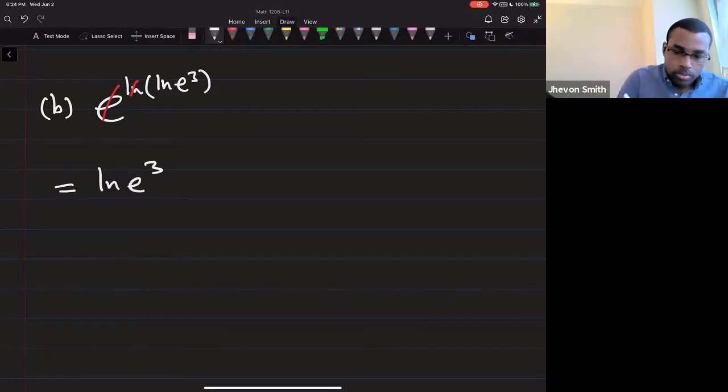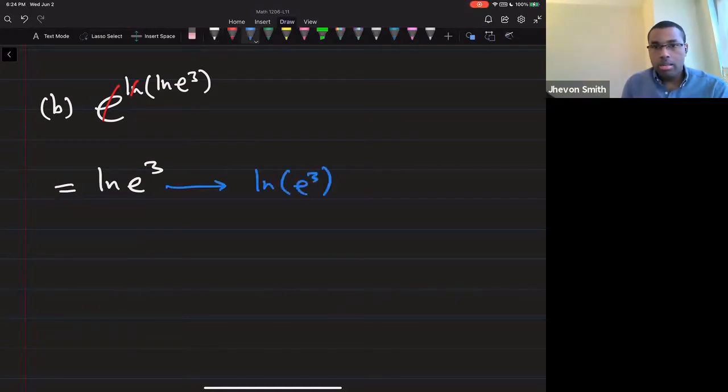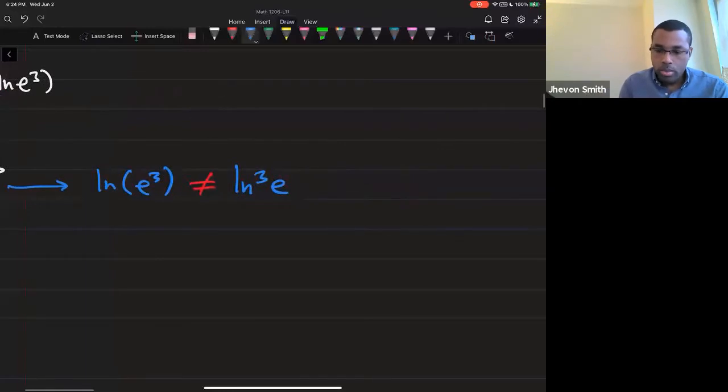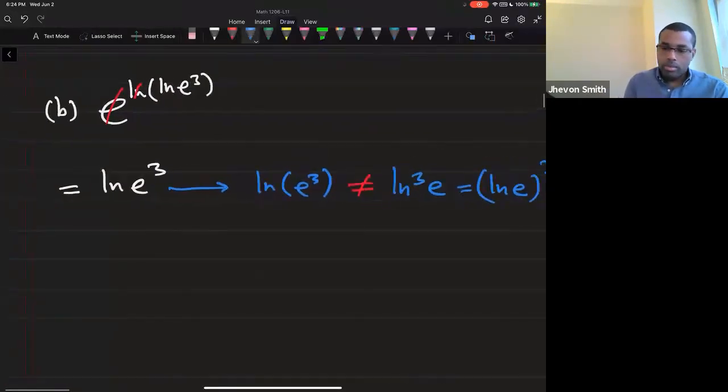And for two, I know that this notation, again, what I just explained, it means this, right? It doesn't mean, and that is not equal to, if I wanted the log itself cubed, there's a difference if I write the cubed in front of the e versus after the e. And this would be equal to ln of e cubed. Okay.